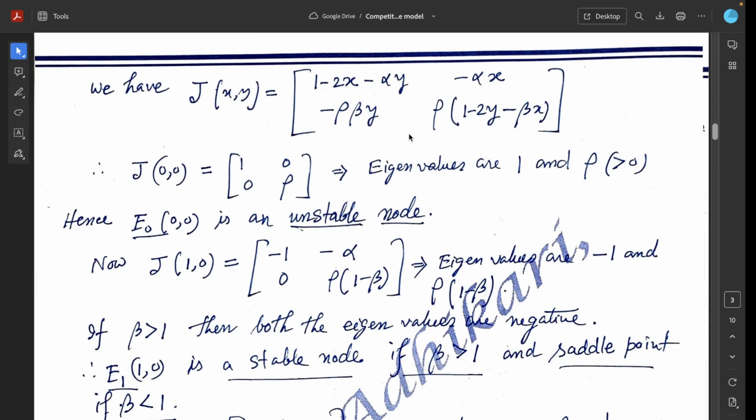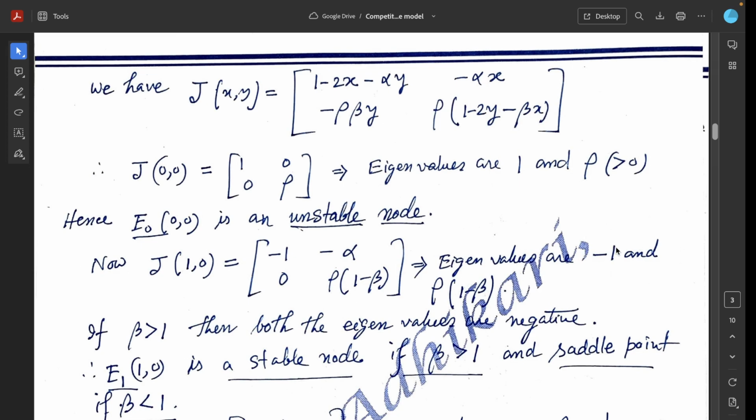Now, J at the point (1, 0). For this (1, 0), put x equal to 1 and y equal to 0 in this Jacobian. So we get minus 1, minus alpha, 0, rho into (1 minus beta). Obviously this is a lower triangular matrix, so the upper triangular part is 0. So the diagonal elements are the eigenvalues.